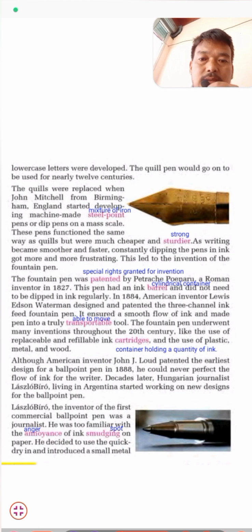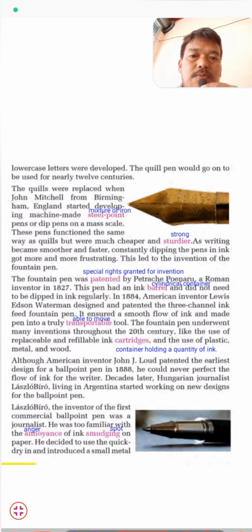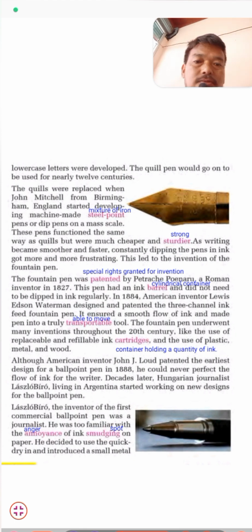The fountain pen underwent many inventions throughout the 20th century. During the 20th century, many improvements were made to the fountain pen, like the use of replaceable and refillable ink cartridges. Students, as you have heard about cartridges used in computers, similarly here a cartridge is a container holding a quantity of ink. Also, the use of plastic, metal, and wood.